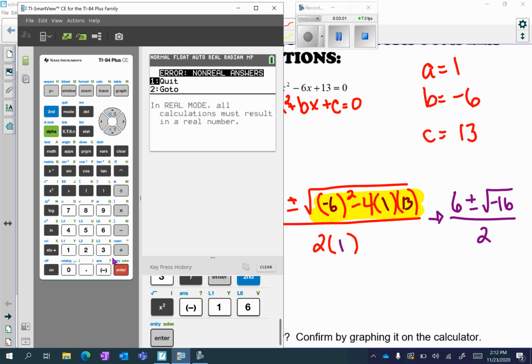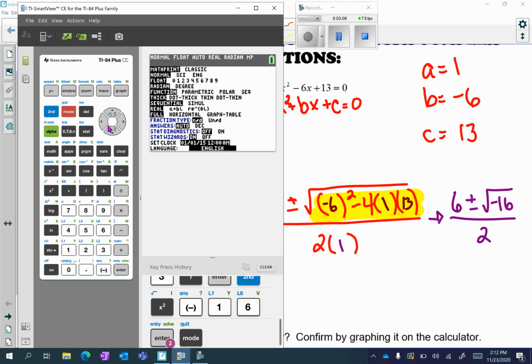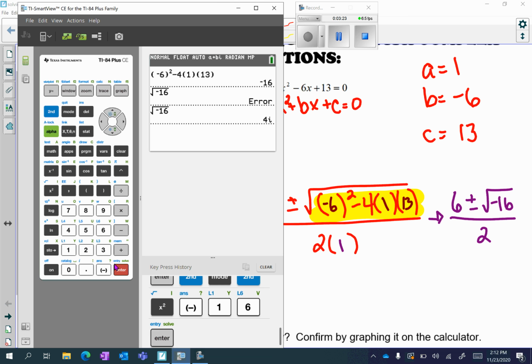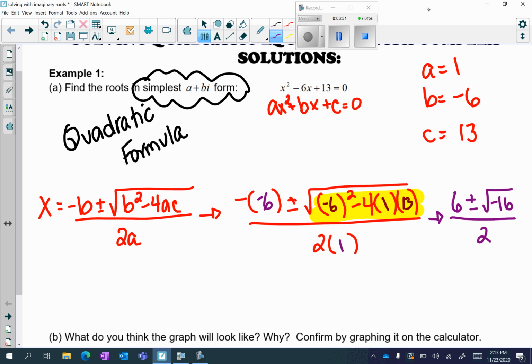-16. If you're still getting this error, you haven't put your calculator in a plus bi form. So I'm going to exit out of it, mode, make sure you're in a plus bi, not real. I'm going to go back to my home screen. Here's my square root of -16, and we get 4i. Remember, if there was another number that was not a perfect square, we would have to break it down. So I have x equals 6 plus or minus 4i over 2.